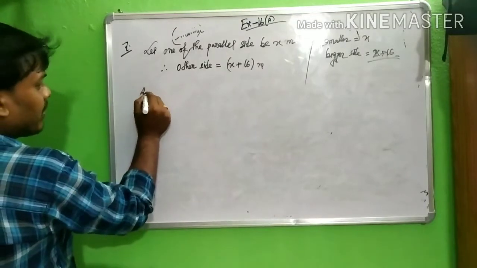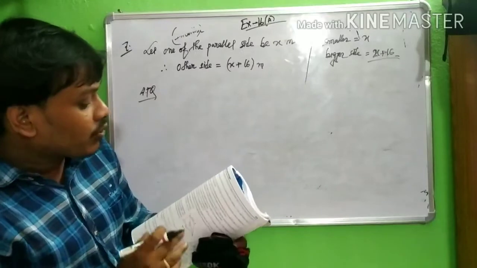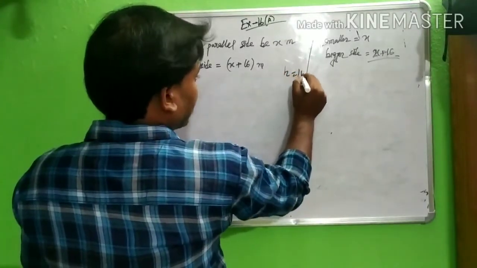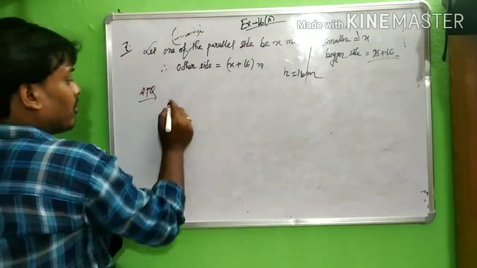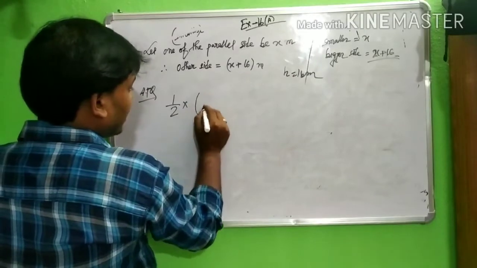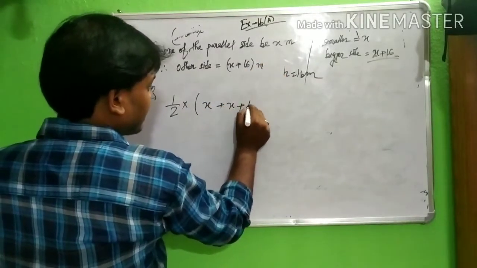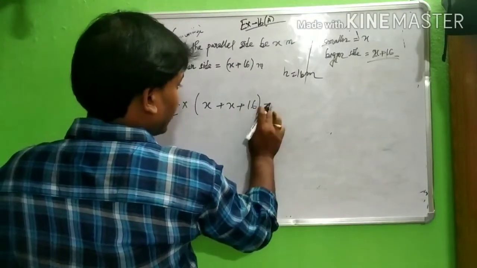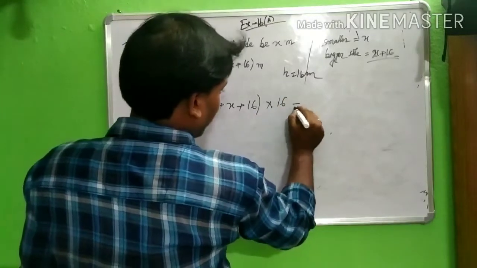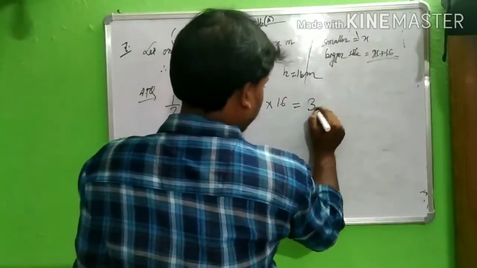ATQ, the height is given in the question, 16 meter. So the area, by using the formula half into sum of parallel sides, one side is x and another is x plus 16, into height 16 meter, equal to the area. Area is also given in the book, 300 meter.